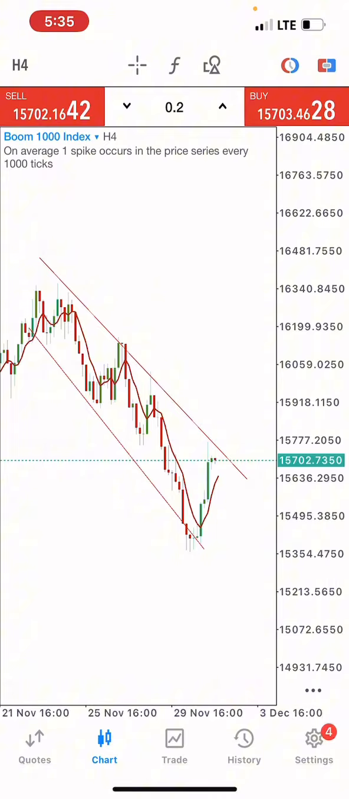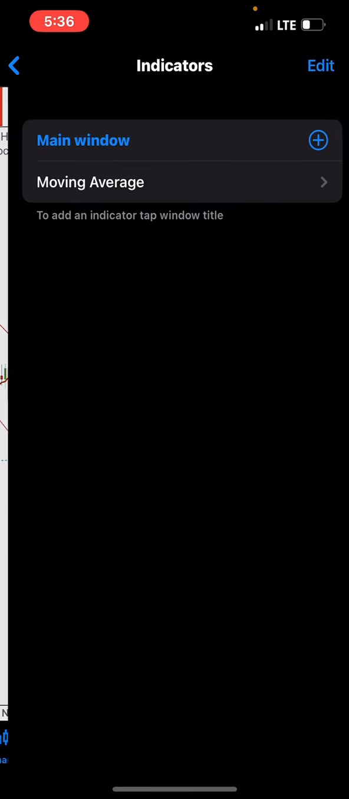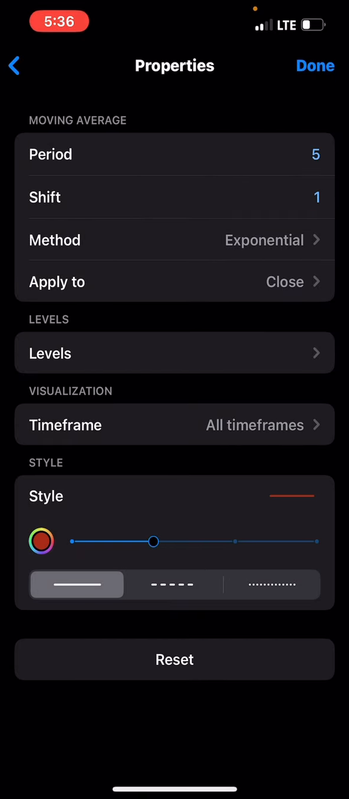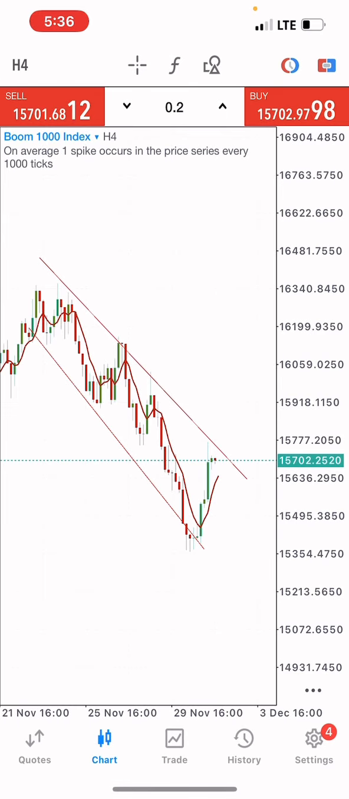Now before I continue with this, I need you guys to quickly add this indicator, the moving average. Most of you would know already that the moving average is one of my favorite indicators if I'm trading with indicators. So period 5, shift 1, method exponential. Applied to close levels are not needed, so you skip that. And time frame, leave it at all time frames, of course. And then for the style, make sure you use a color that is visible on your chart. I'm using red color here.